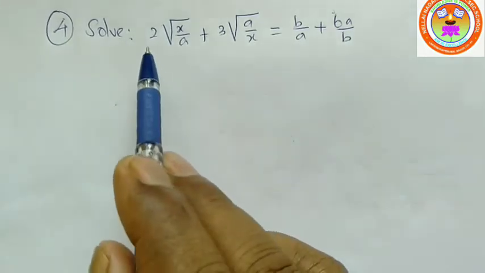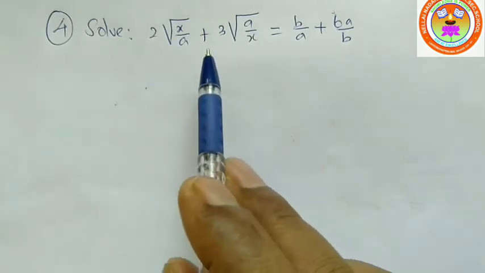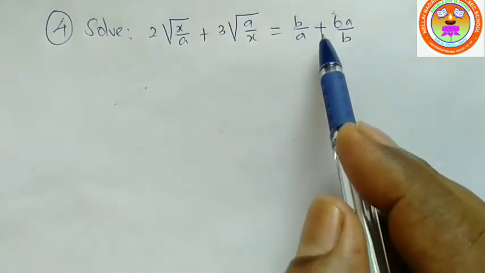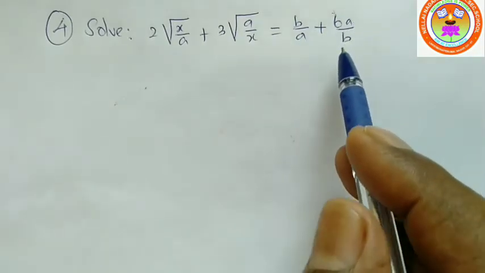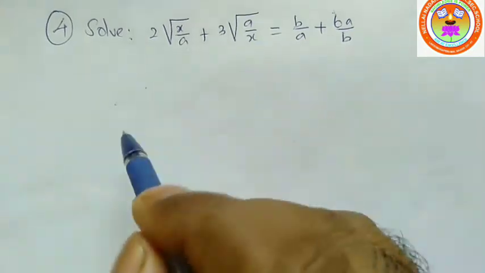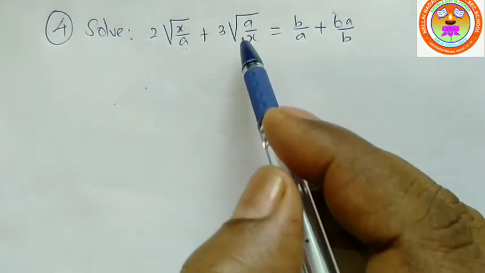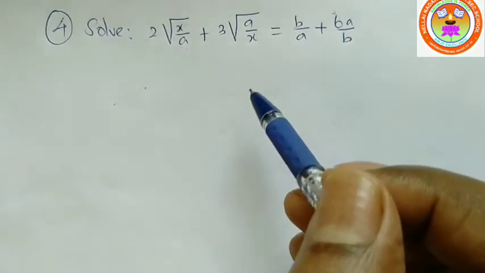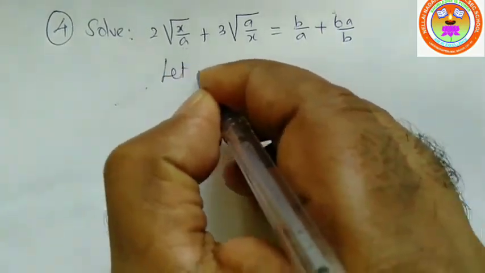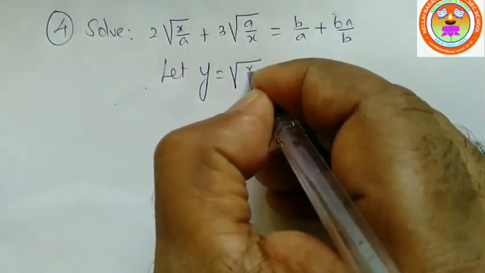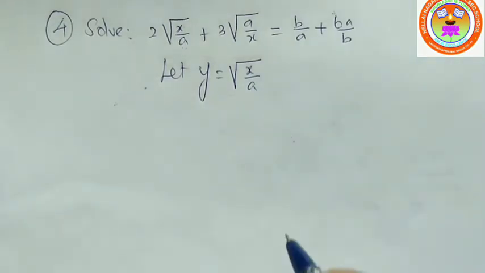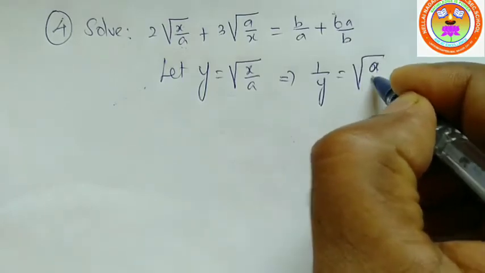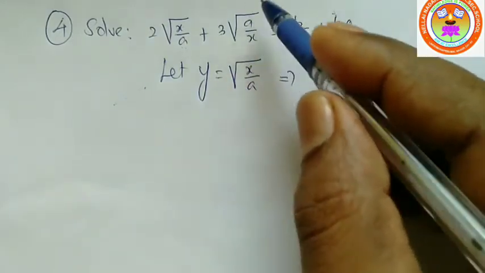Solve 2 times root of x by a plus 3 times root of a by x, which is equal to b by a plus 6a by b. If you look at these two terms, x by a and a by x, one is the reciprocal of the other. So what we can do is take y as root of x by a, which means 1 by y is equal to root of a by x. That is the reciprocal, right?